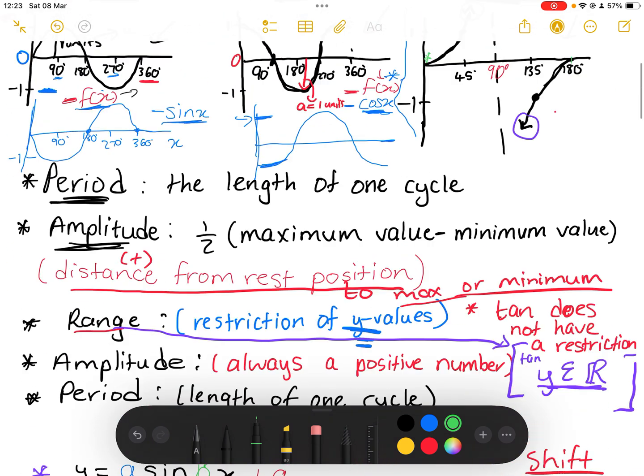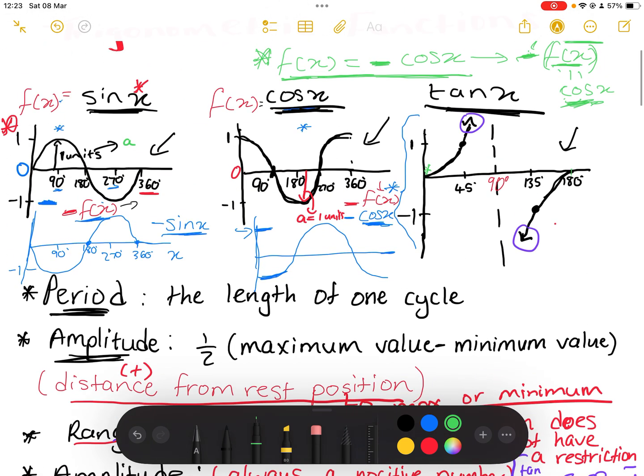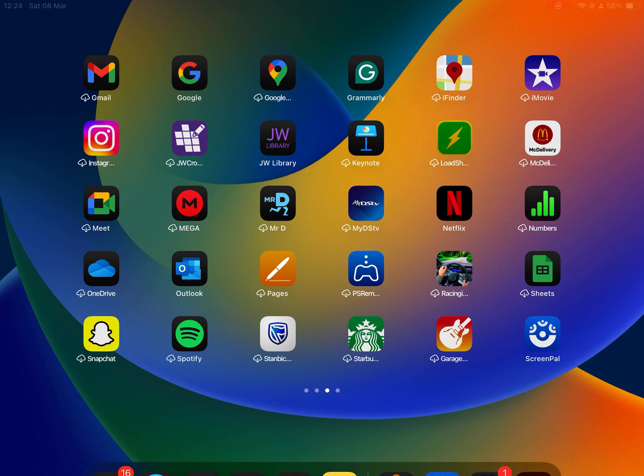So let's continue, guys. We also have the period. The period is the length of one cycle. It's how many degrees it took to complete one wave or one cycle of the trig graph. You can see there for sine, look at the graph of sine, it started from 0.